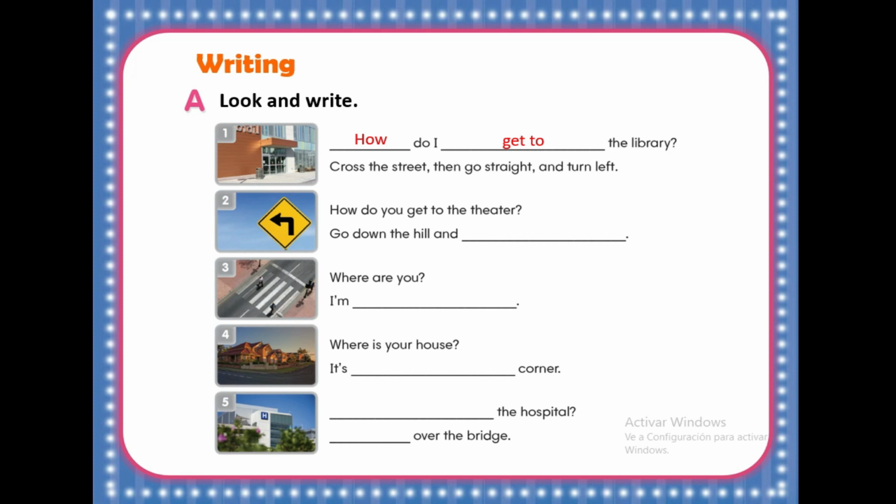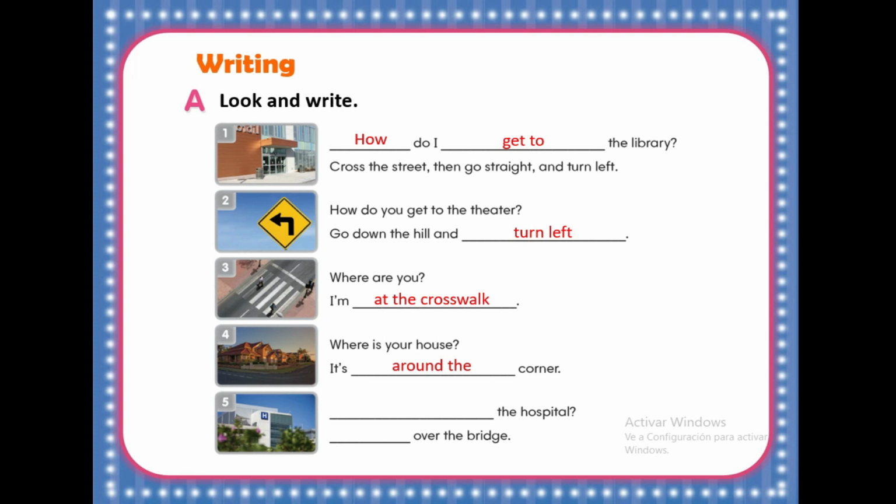Number 2. How do you get to the theater? Go down the hill and... ¿Qué dirección tengo ahí? Turn left. Muy bien. Number 3. Where are you? ¿Dónde estás? I'm at the crosswalk. Number 4. Where is your house? It's... Miren en dónde está ubicada esa casa. Around the corner.